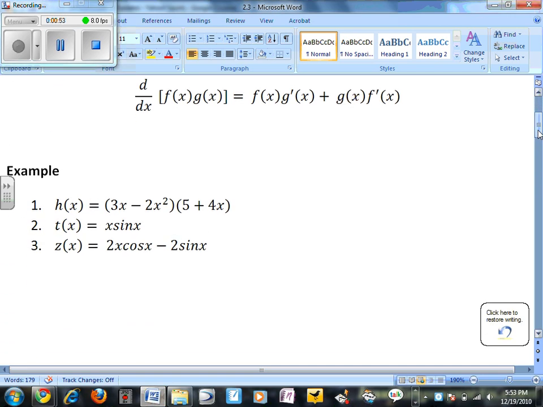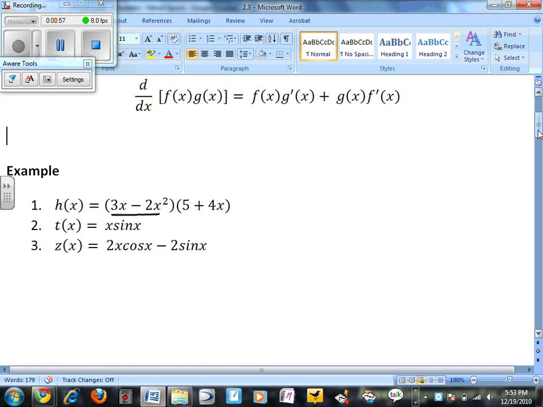We have three examples here. So it looks like I have two functions multiplied by each other, right? What I could do is FOIL all of that out and then just take the derivative. If you want to do that, you could certainly do that. Or you can use the product rule, which says we're going to leave the first function. So here would be my f of x, and here would be my g of x. All right, so I'm going to leave the first function, 3x minus 2x squared.